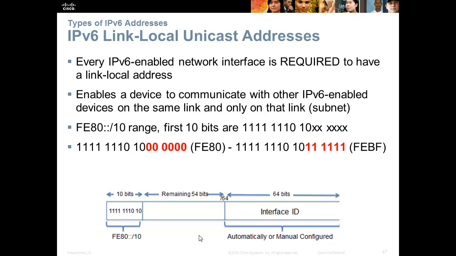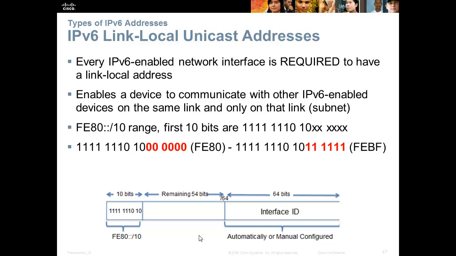Let's talk a little bit about that link local unicast address. Every IP version 6 enabled network interface is required to have a link local address. So when we take a look at the IP address for a typical IP version 6 interface, it's going to have at least 2 addresses assigned with it. It's going to have a link local address because that's required, and more than likely it's going to have a global unicast so that it can be routed out on the internet.